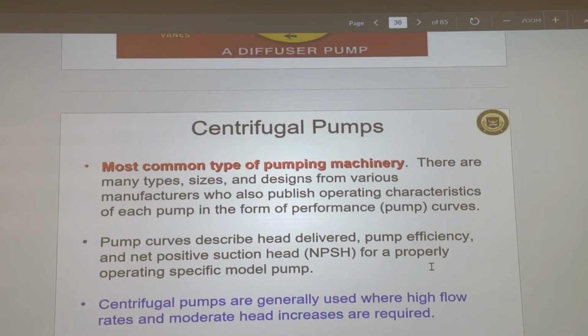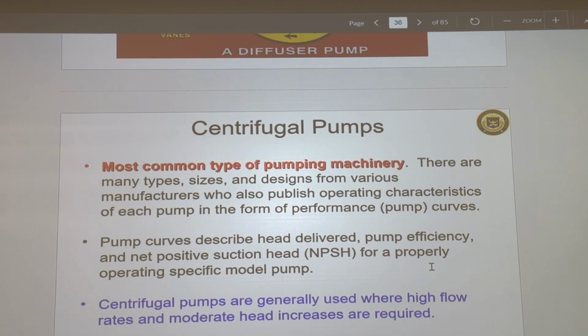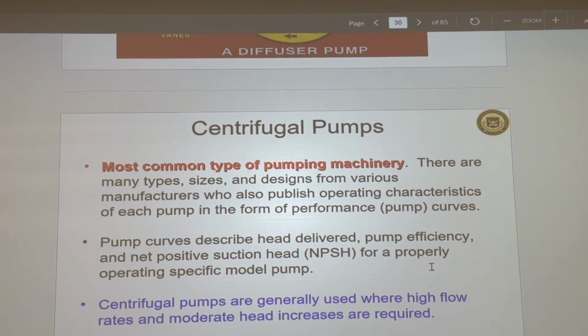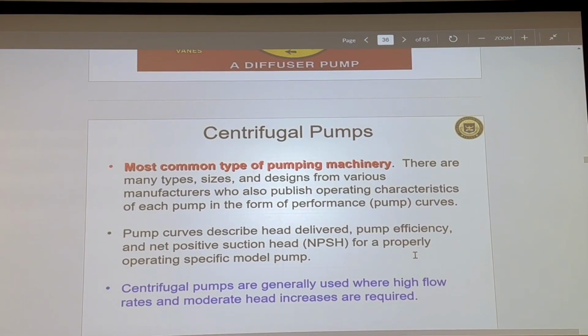So this is the most common type of pumping machinery. There are many types and sizes and designs, and various manufacturers also publish operating characteristics of each pump. So one of our main objectives in this lab, or in this centrifugal section, is: what are the characteristics of each pump? How does the flow change? How does the pressure change? And how does the pump behave when you have a resistance downstream?